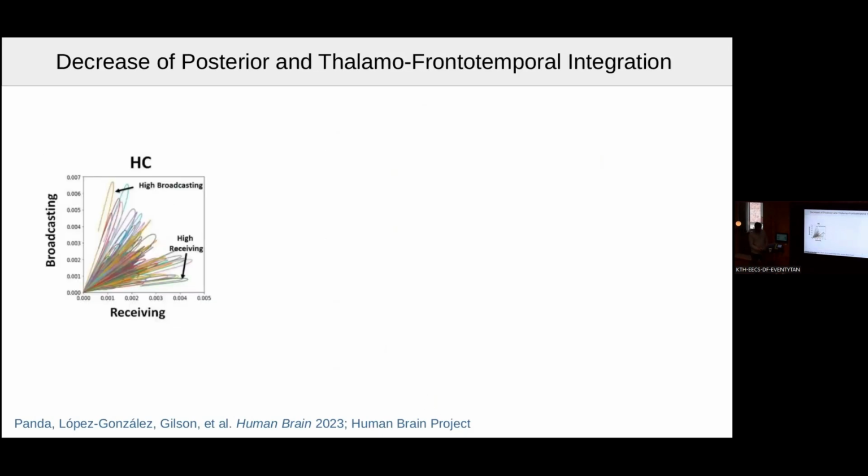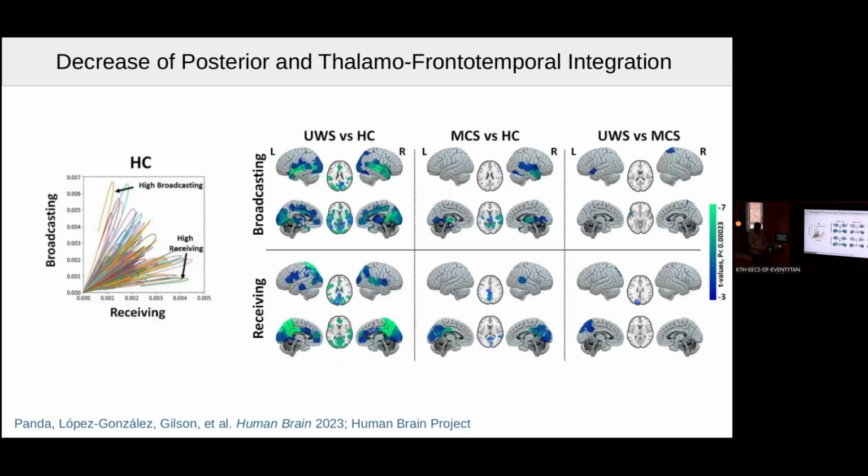And the last bit that we analyzed there was to look at the changes in regions that were receivers or broadcasters. We looked at differences between UWS and healthy controls. And so it was the posterior and thalamo-frontotemporal circuit that were mostly affected in broadcasting and receiving for the UWS.